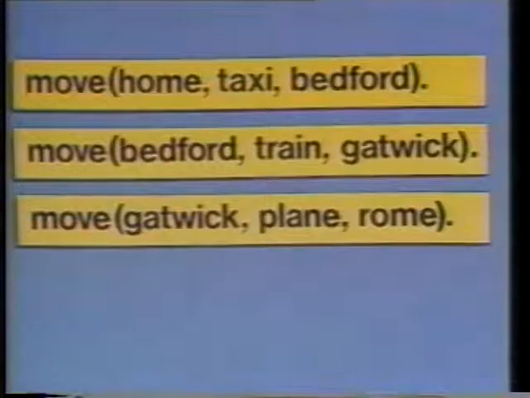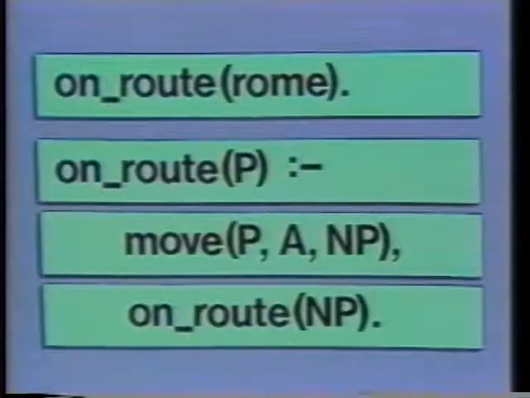At the start of the first session, we consider this simple Prolog program. And the query is Bedford en route to Rome. Frank Kravacek and Malcolm Dixon take up the story. So here's our initial goal. And here's what the Prolog interpreter does.